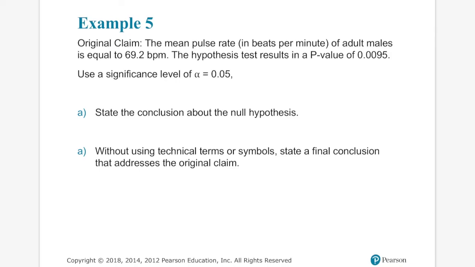In order to do this, I first need to state my H0 and HA. H0 and HA for this problem were found in example 1, so I am going to just restate that. In order to make my decision, all I do is look at my p-value and my alpha. P-value is 0.0095 and alpha is 0.05. So p-value is less than alpha. That means I will reject my H0.